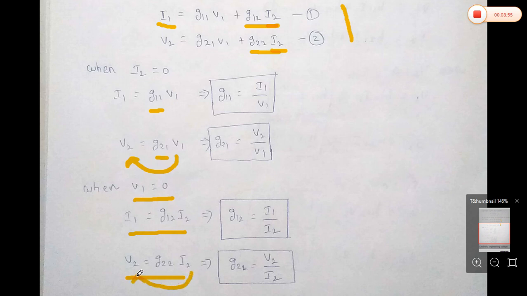So from this we can get the G parameters like this. We follow the same method and get all the parameters.